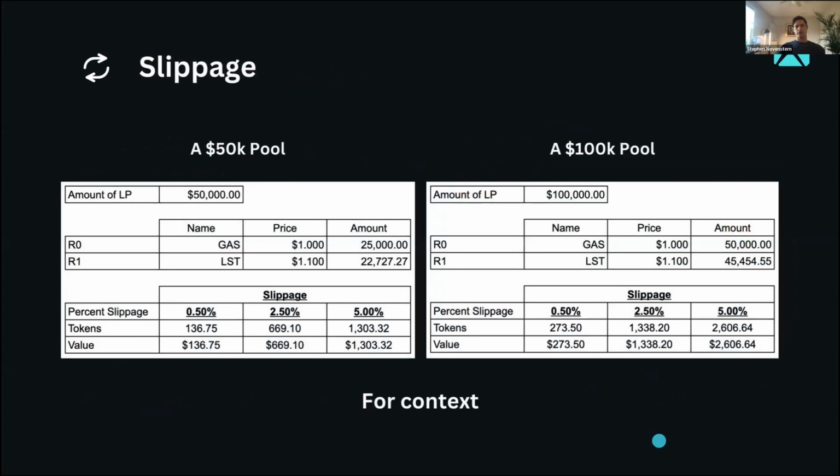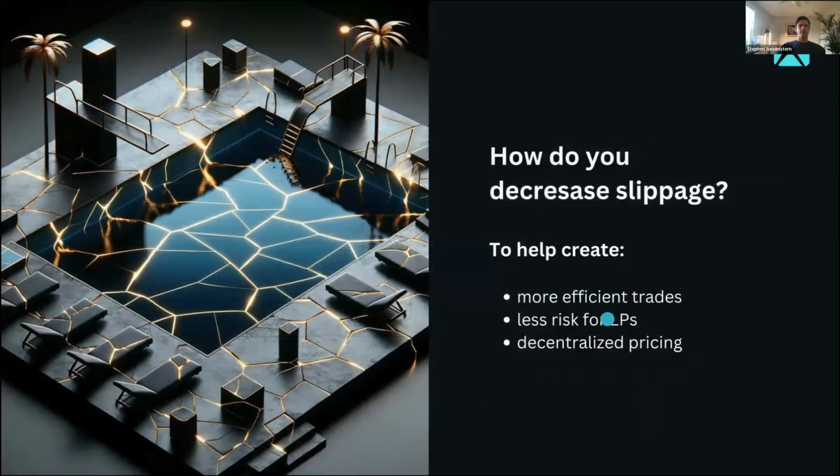I'll share these calculations after, but for some quick context, instead of 5 watermelons and 15 apples, you're thinking about something like $50,000 or $100,000 of assets in a pool. A trade with 2.5% slippage would cost a bit short of $700. If it was a $100,000 pool, you're talking about around $1,300 within that 2.5% slippage. It's a real problem. So how do you actually decrease slippage?